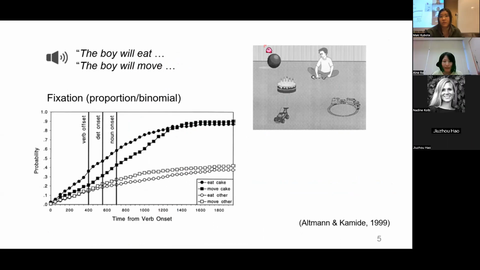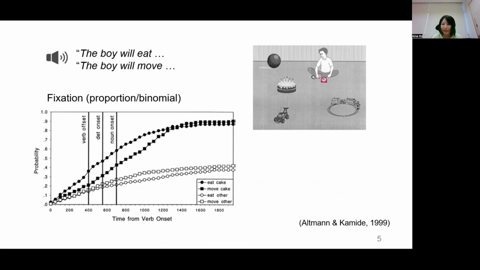The manipulation here is that when you hear the verb eat, because there's only one edible object in the scene, participants tended to look at the cake before the cake was mentioned in the sentence. And when they heard "the boy will move," because anything in the picture can be moved by the boy, participants were equally likely to look at any object and didn't show biased looks to the cake before the cake was mentioned. That's what you can see in this fixation plot.